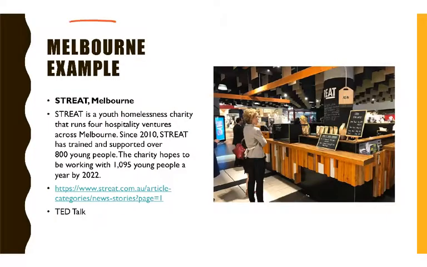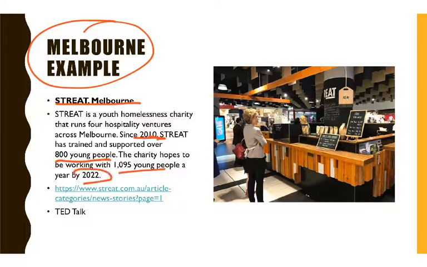So here is a Melbourne example. So Street Melbourne, this picture I believe is from Melbourne Central. So Street is a youth homeless charity that runs a hospitality venture across Melbourne. So since 2010, Street has trained and supported over 800 young people. So a lot of these young people are unemployed or homeless, and so they hope to be working with 1,095 young people by 2022. So Street is just a normal cafe, obviously selling coffee and other items, slices, cakes, etc.